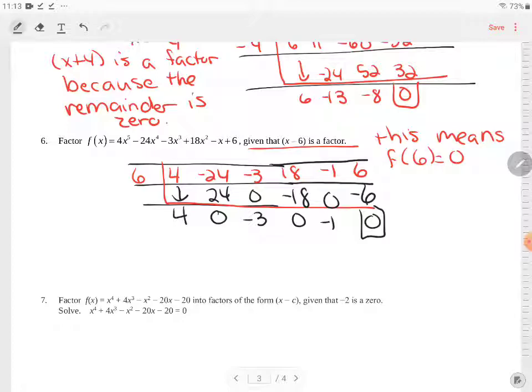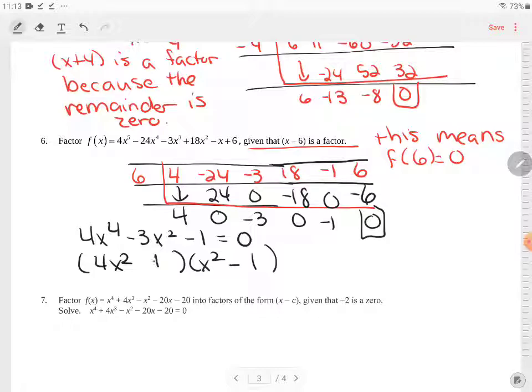Now, what are we left with? That is 4x to the 4th minus 3x squared minus 1 equals 0. Now, if you notice, 4 minus 1 is 3. So if I factor this, my middle term has to be x squared. So I have 4x squared times x squared. To get a negative 3, I have a negative 1 and a positive 1.